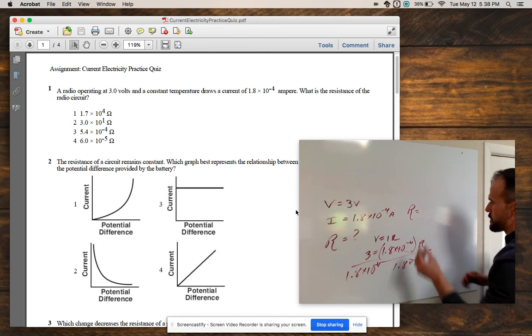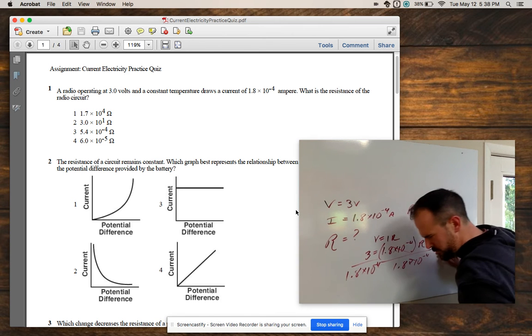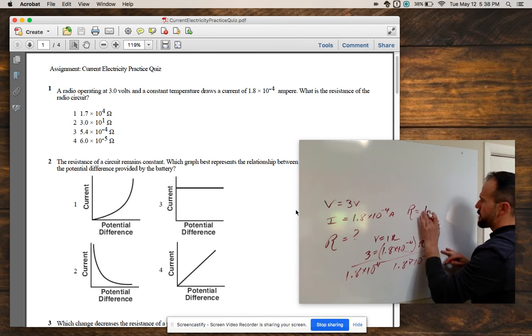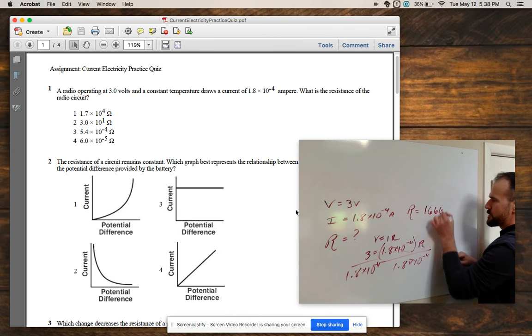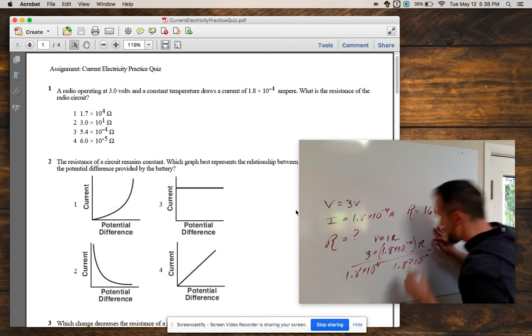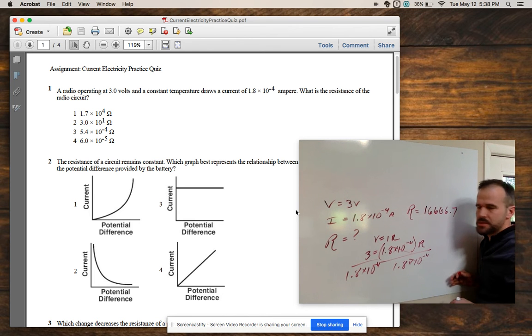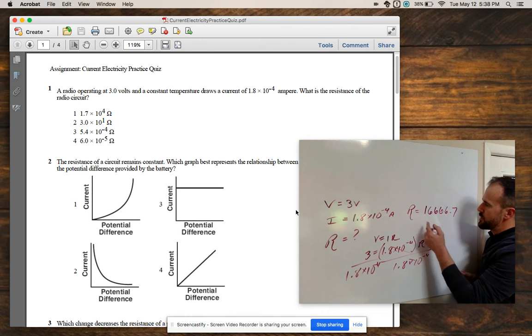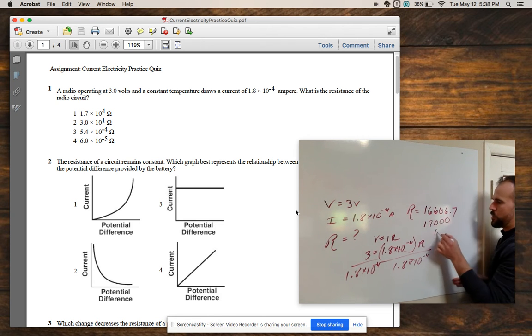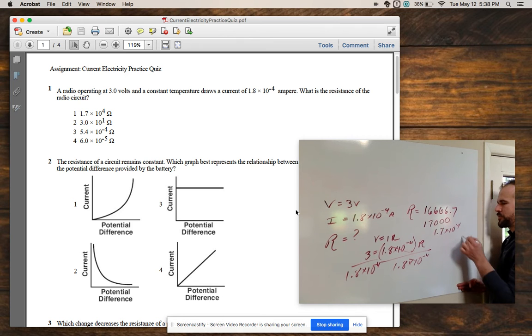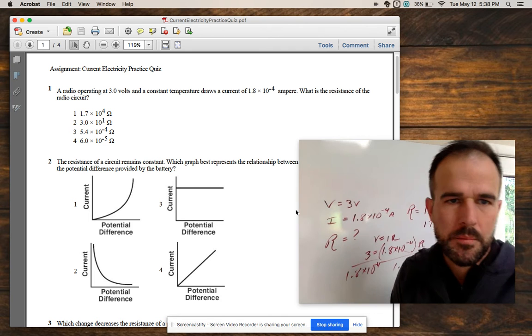Well, calculator spits out 16666.7. And out of those choices, it's in scientific notation, so it's rounded. So they're rounding to 17000, so 1.7 times 10 to the 4th ohms. And let's see if that is, yep, there it is, number 1.